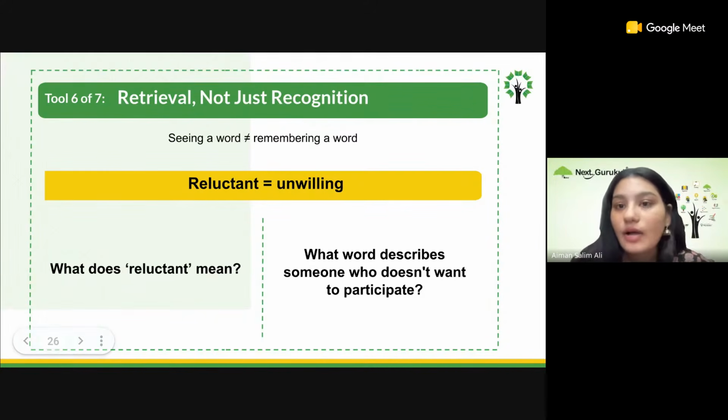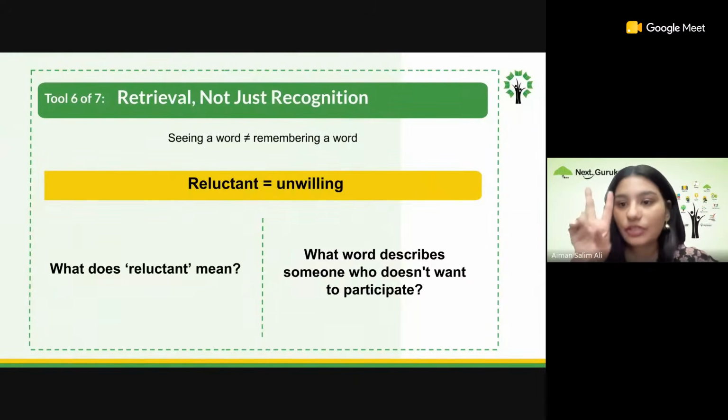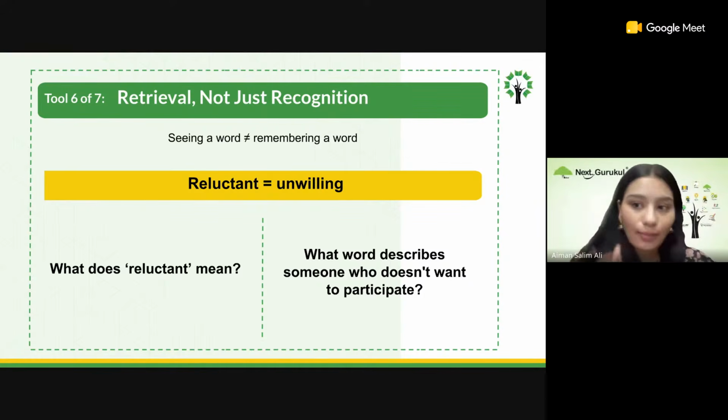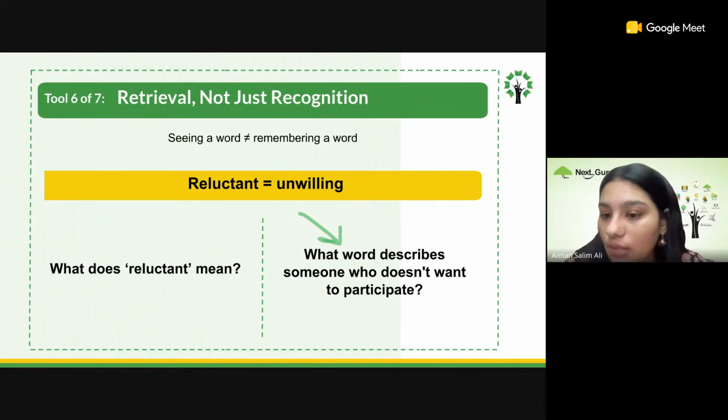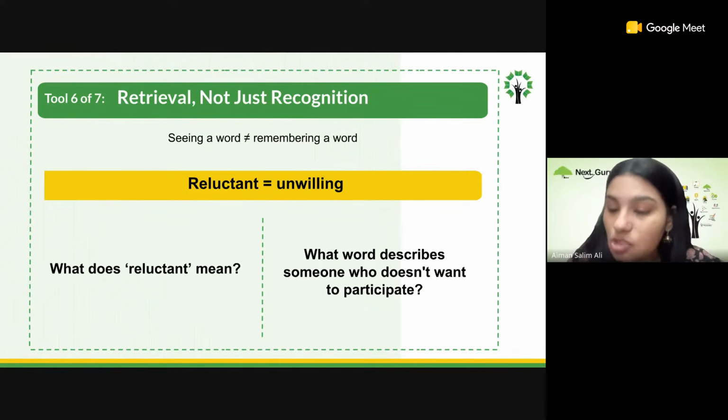Now, as a teacher, I will present them with two kinds of questions. You tell me which question out of these two will be the most helpful in understanding vocabulary. The first one is, what does reluctant mean? And the second question is, what word describes someone who doesn't want to participate? Which of these two questions will actually test vocabulary in our students? Preeti is saying second. What about others? Which of these questions will really test the vocabulary skill in our students?